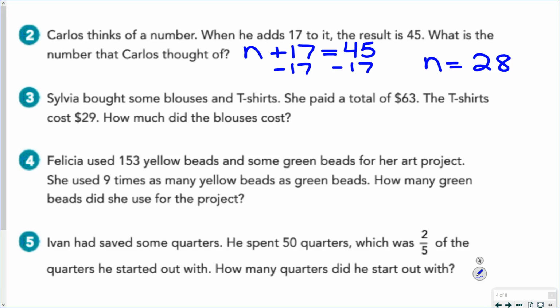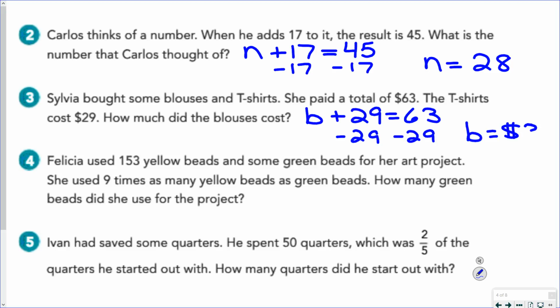Sylvia bought some blouses and t-shirts. She paid a total of $63. The t-shirts cost $29. How much did the blouses cost? Well, we don't know the cost of the blouses, so we'll use B for blouses. The t-shirts cost $29, so we're going to add that to the cost of our blouses, which would give us a total of $63. So we would subtract 29 from both sides, so B equals $34.